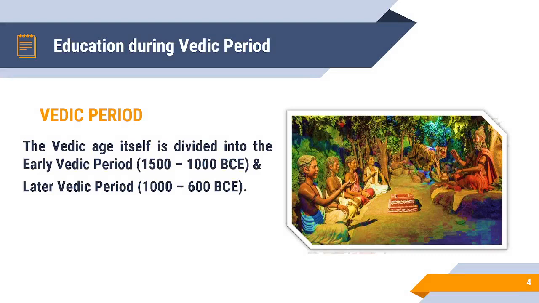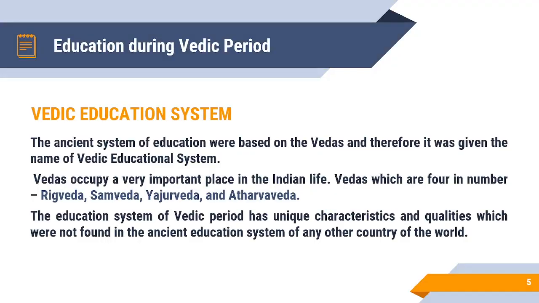So, the Vedic period. The Vedic age itself is divided into two parts. The first one is the early Vedic period, which is from 1500 to 1000 BC, and the later Vedic period, which is 1000 BC to 600 BC. Vedic education system. The ancient system of education was based on the Vedas, and therefore it was given the name of Vedic education system. At the time of the Vedic education system, the whole education system was revolving around these Vedas.